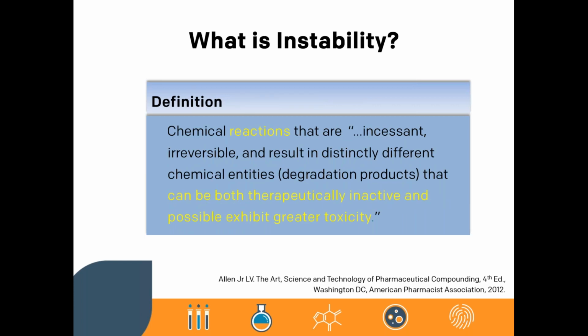What do we mean by instability? I also note at the bottom of the slide that I tried to present the original reference for the definition, so you could go back to the citation if possible. The definition of instability is that chemical reactions are incessant or irreversible, and they yield chemical entities different from the original, the degradation products. They can be both therapeutically inactive and possibly even exhibit greater toxicity. I'll discuss this more toward the end of the talk when we cover some of the factors that affect stability, such as toxicity.